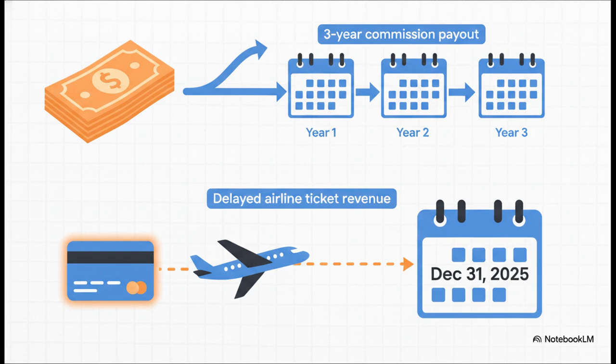Or think about airlines. This is a great one. When you buy an airline ticket months in advance, they get your cash immediately, but they do not record that as revenue until the exact day you actually take the flight. Mastery means putting the money in the specific time period the service is actually delivered.